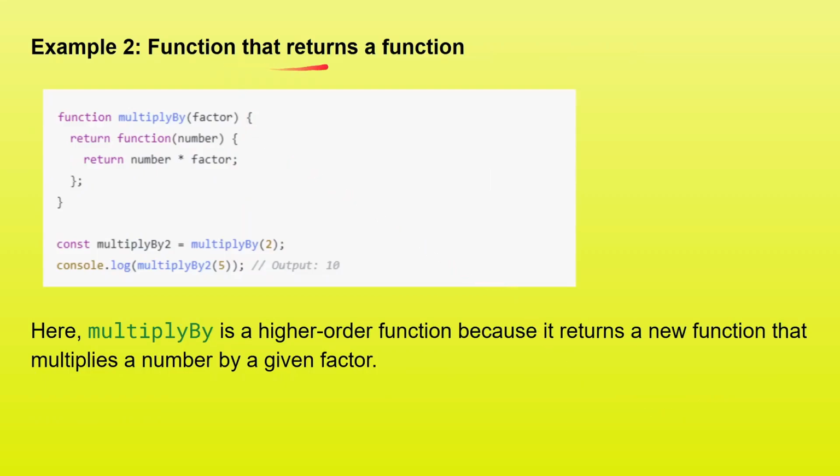Function that returns a function. Here we have a multiplyBy function, and that returns a function which takes a number and returns number times factor. So when we call multiplyBy(2) and console.log multiplyBy2 with 5, the output is 10. Here multiplyBy is a higher order function because it returns a new function that multiplies a number by a given factor.